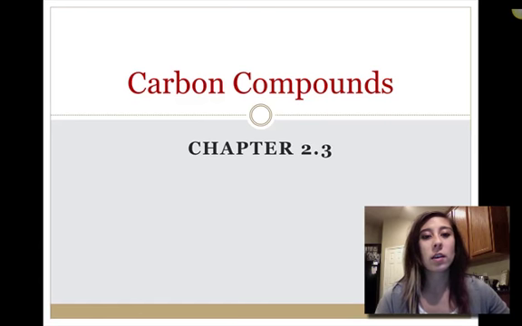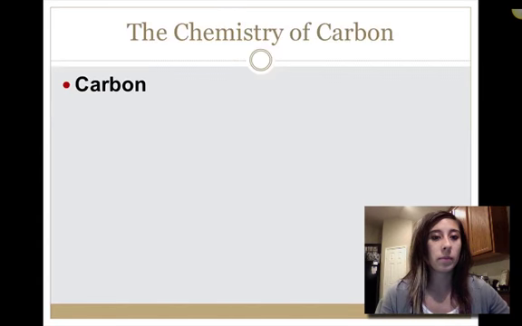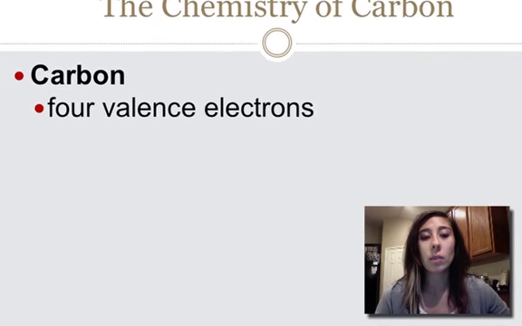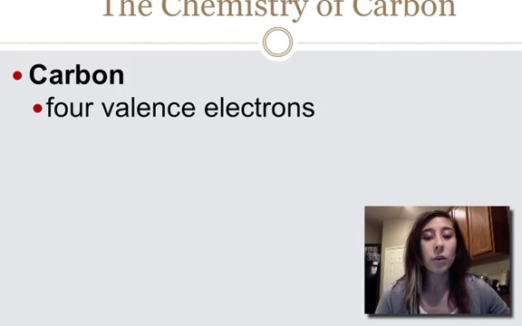Alright guys, this is on carbon compounds. This is from chapter 2, section 3. So let's begin with carbon. Carbon is pretty essential to life. Pretty much anything inside of our body contains carbon. And carbon has 4 valence electrons.